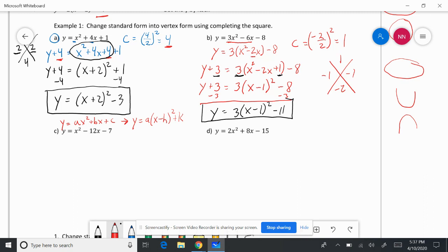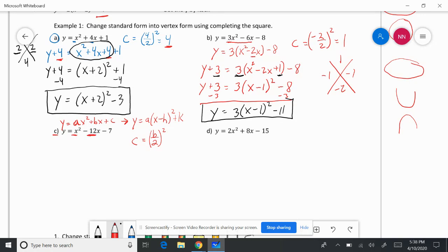There's 4 steps that we use. Our first step is factoring out our a. Now, with letter C, it's really easy because in this case, the a value is 1, so we get to skip the first step. We're going straight to finding our new c value. And if you remember from before, how we find our c value is we take our b value, we divide it by 2 and square it.